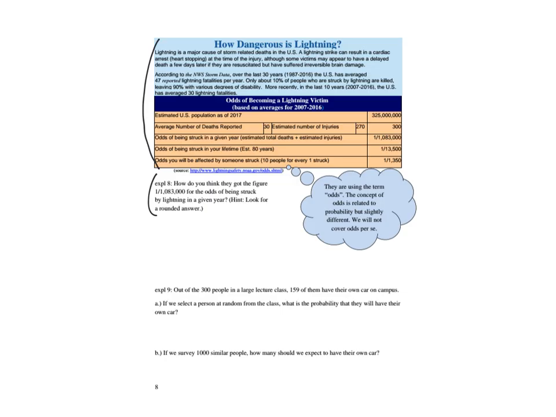I am just always struck by the fact that only 10% of people who are struck are actually killed. I had no idea so many people lived through that. Anyway, number 8 says, how do you think they got the figure for 1 out of 1,083,000 for the odds of being struck by lightning in a given year? Now, they are actually using the word odds, and I would just like to say that it's related to probability, but really quite a little bit different.